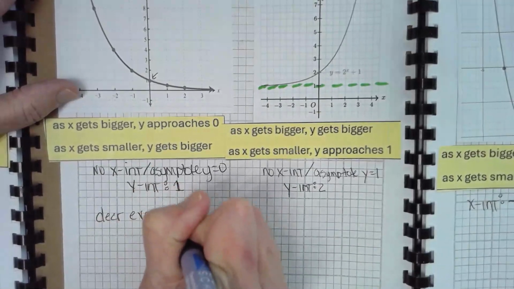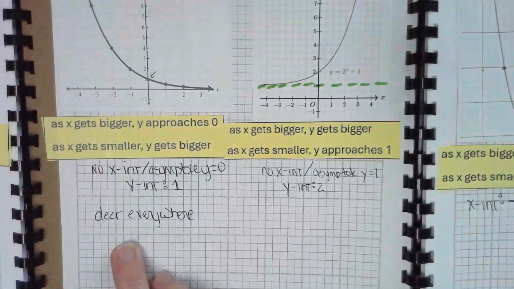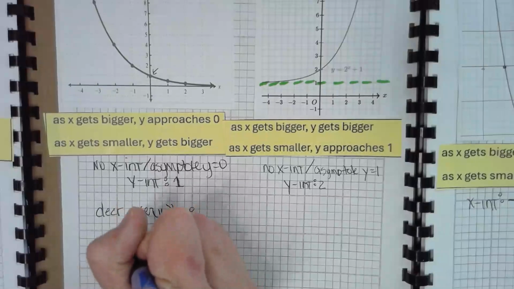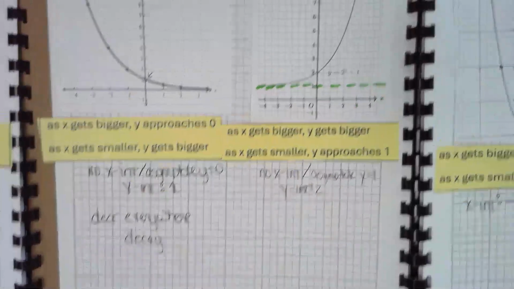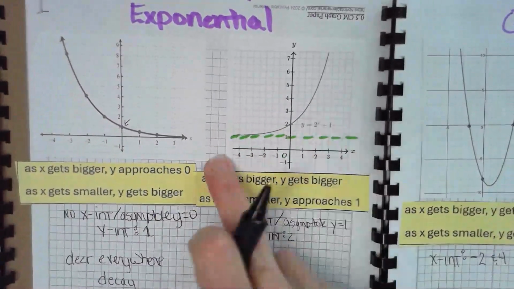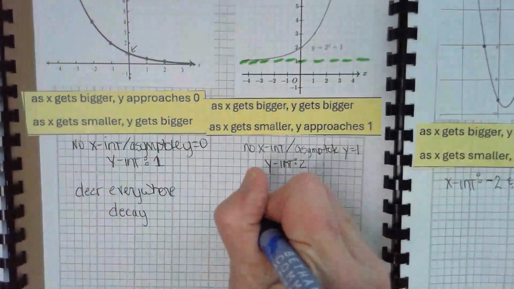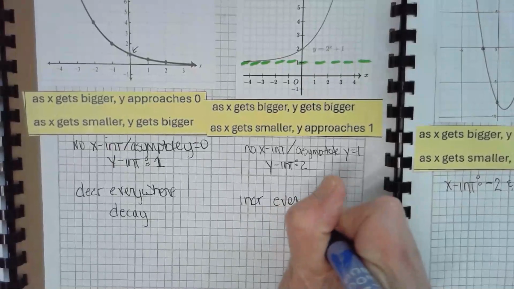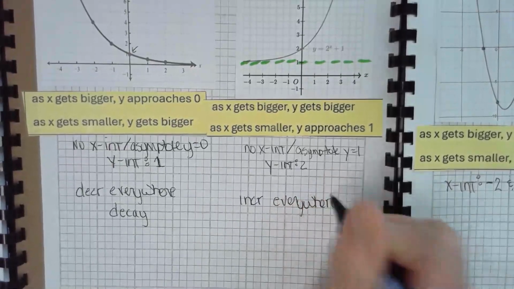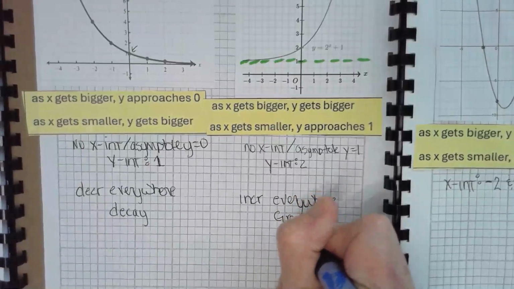Okay, now with an exponential, when it's decreasing everywhere, last semester we learned a fabulous word that goes with decreasing everywhere for exponential. Somewhere hanging up in this classroom. Decay. We use the word decay with exponentials. Okay, how about this one? It's increasing everywhere. What is the word we use for exponentials? Growth. Good job.